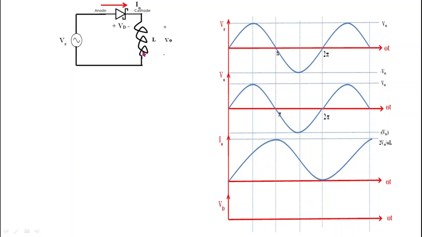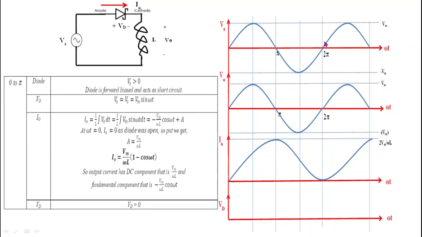In this, inductor L is connected in series with the diode, and this whole circuit is supplied with the voltage source Vs, that is equal to Vm sin omega t, and this is the waveform of the supply voltage. Now we will see what happens from 0 to pi. From 0 to pi, this supply voltage waveform is positive. So from 0 to pi, the positive half cycle of the waveform will be applied across this diode.